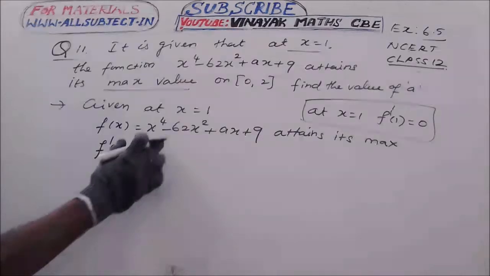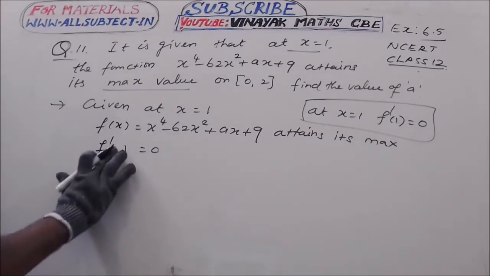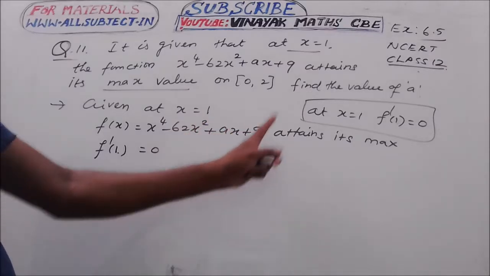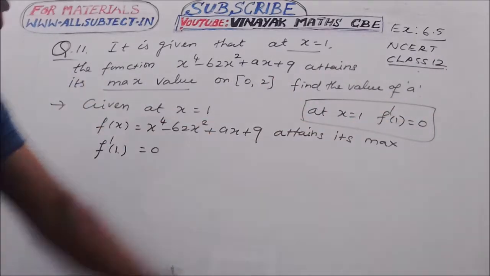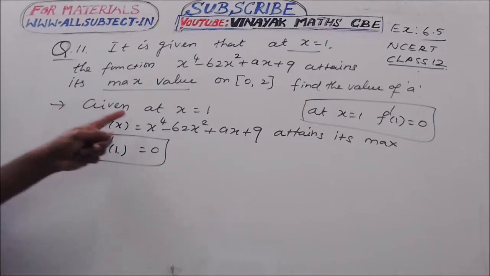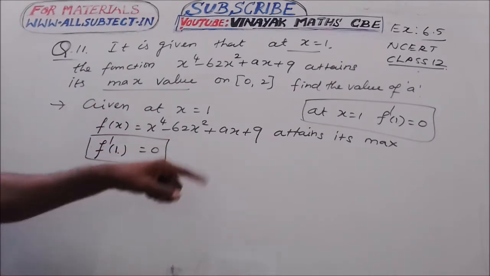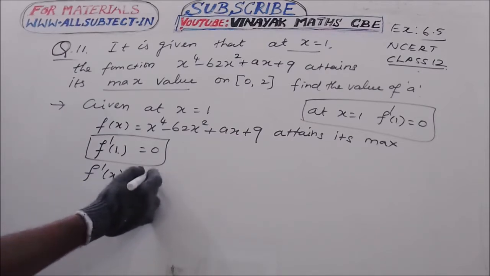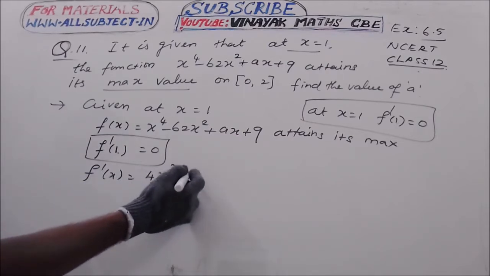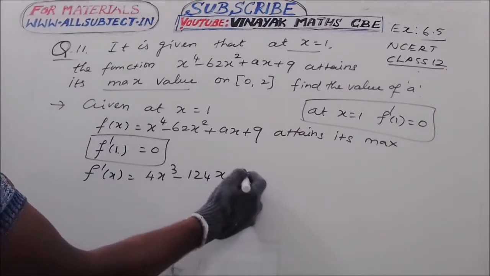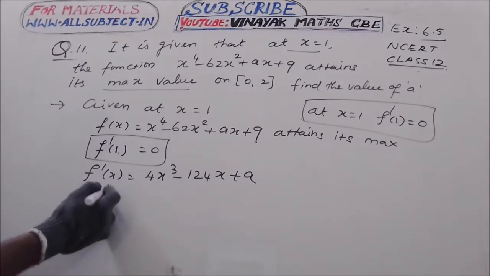Finding f dash and substituting x equal to 1, this means f dash of 1 equal to 0, because at x equal to 1 the function is at its maximum. So find f dash of x, substitute x equal to 1 and equate to 0. f dash of x is equal to 4x cube minus 124x plus a.